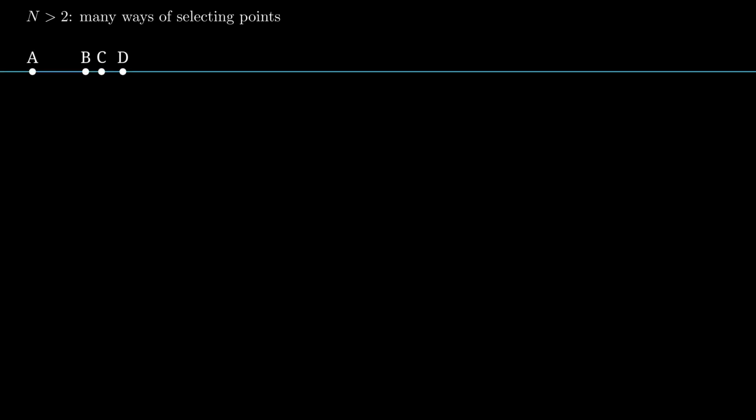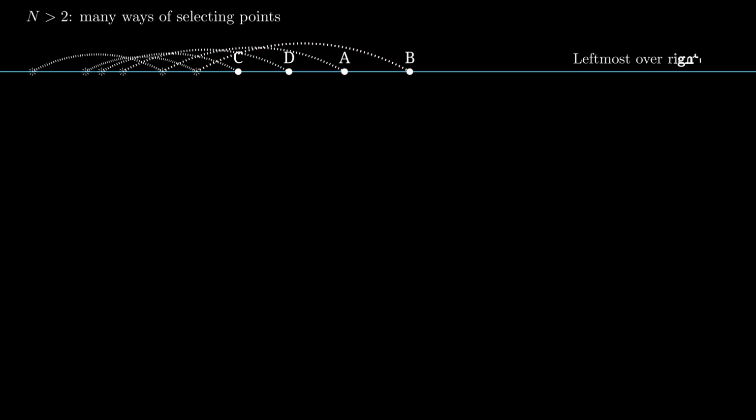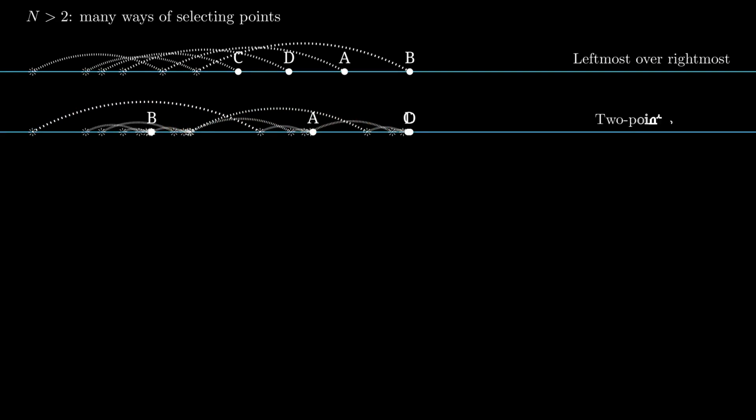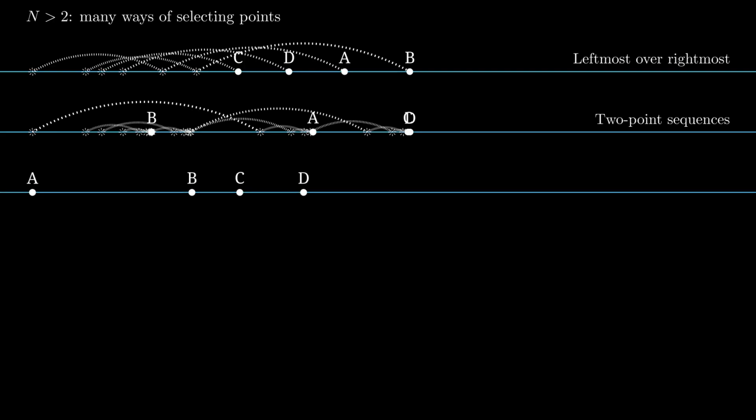For n greater than 2, you have many ways of selecting points. For example, you can always jump the leftmost point over the rightmost one. Or you can select 2 points and make several jumps with them. Then select another 2, and so on. Or you can select points at random, without any strategy. Which one is the best?